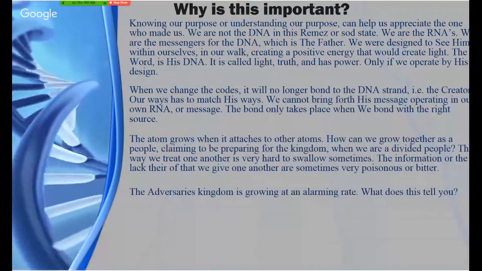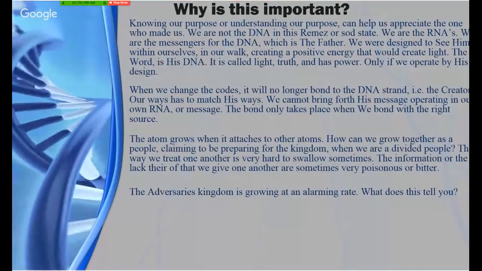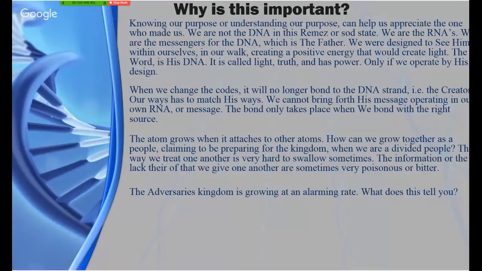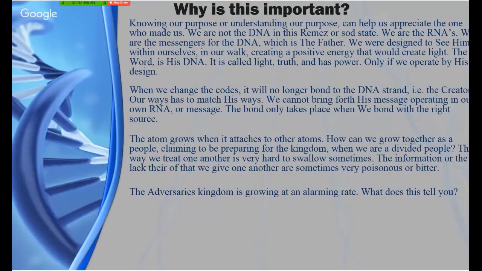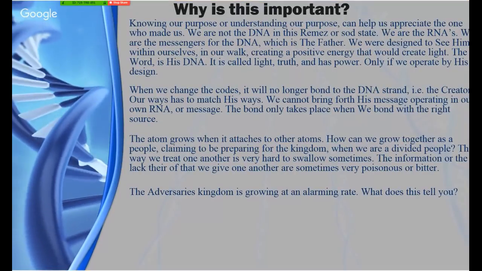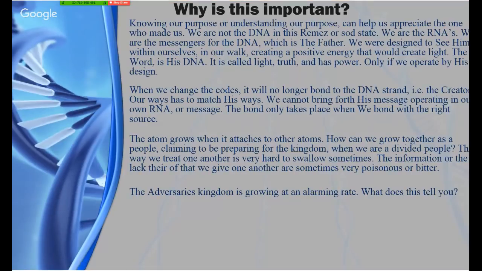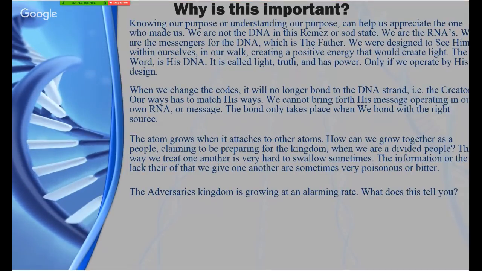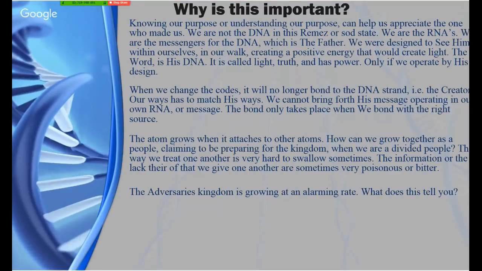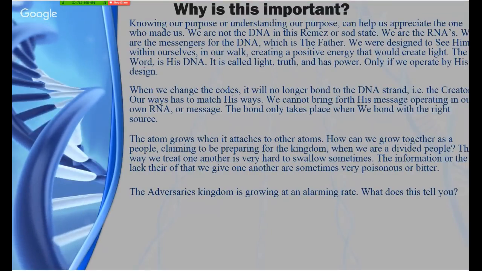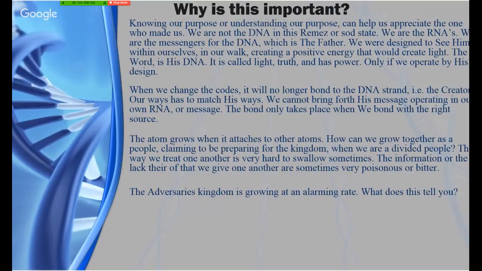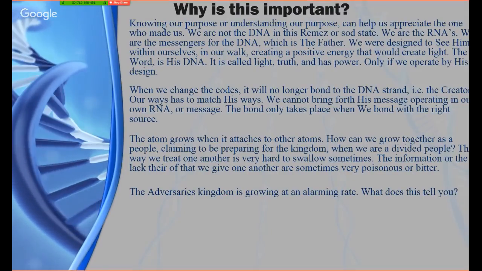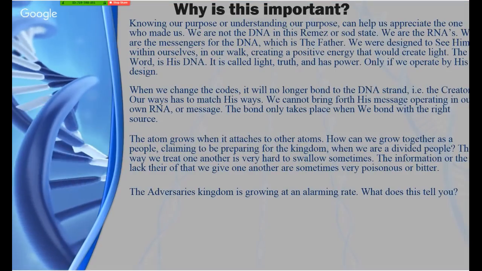How can we grow together as a people claiming to be preparing for the kingdom when we are divided people? The way we treat one another is very hard to swallow sometimes. The information, or the lack thereof, that we give one another is sometimes very poisonous or bitter. Sometimes we can get that way towards one another. And I put it that the adversary's kingdom is growing at an alarming rate. What does this tell you? That they're producing their seed just fine.